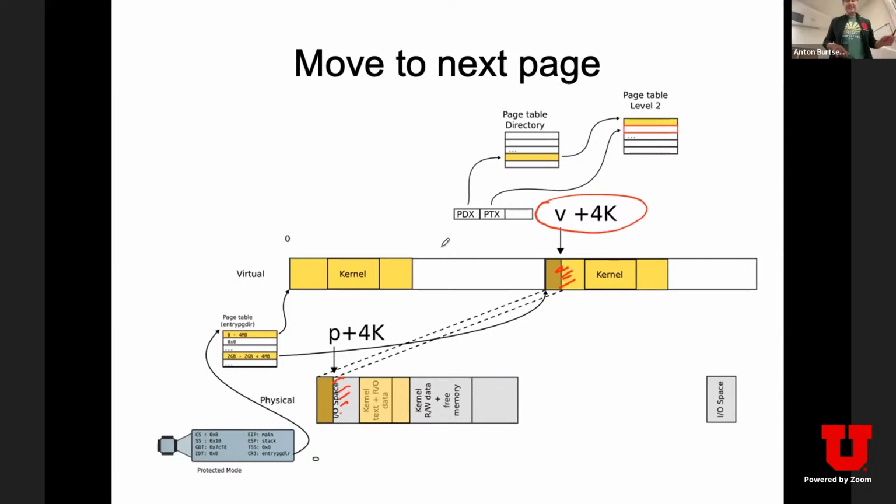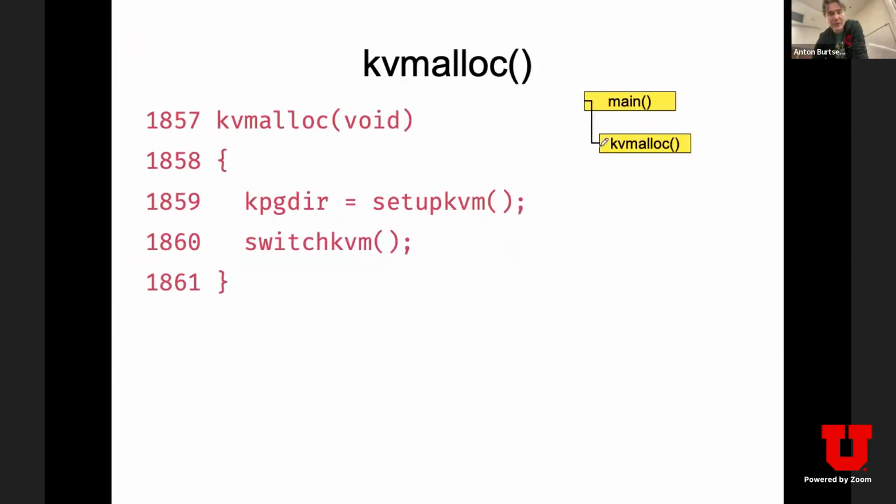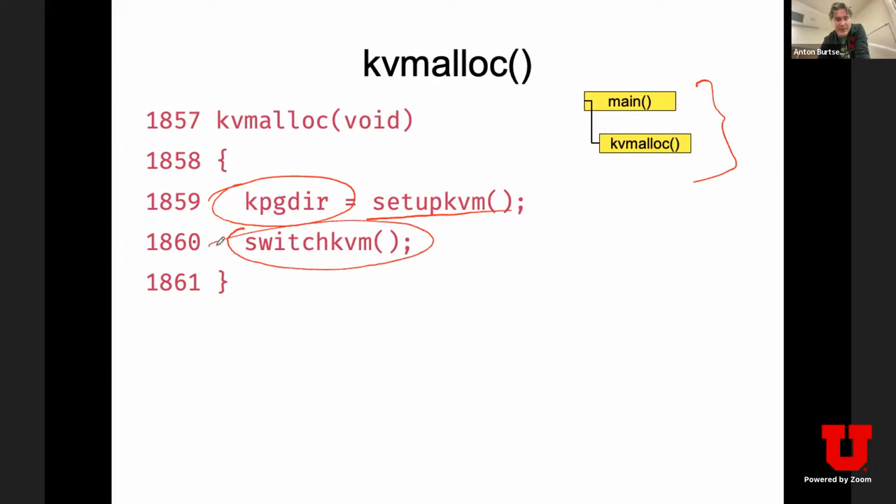Not hard. But let's take a look at how the kernel does it, how x86 actually implements those functions. So that's the name of a function, kvmalloc. And here again, I will be showing you the invocation stack from the main function. So we're inside kvmalloc. The first thing we do is use this function, setupkvm, which will return a pointer to the new page table. And the moment we get it into a global variable, we will switch to this page table, very similar to how you do in the homework, by reloading the CR3 register.